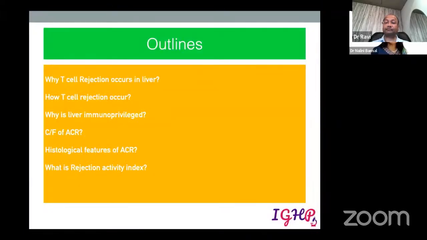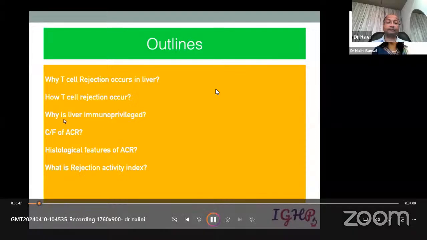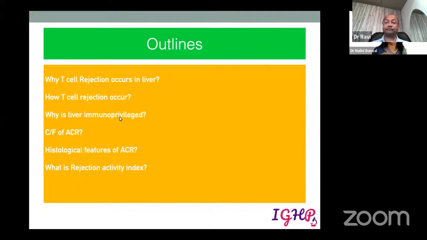The outline of this talk is going to be why this T cell rejection occurs in the liver. When we talk of acute cellular rejection, we are actually talking about T cell mediated rejection. Then how does this rejection occur in the liver, and why is the liver considered an immunoprivileged organ? When we discuss antibody mediated rejection, we will learn that the liver is considered to be little immunoprivileged and you do not require any induction for a liver transplant. That also we'll be understanding.